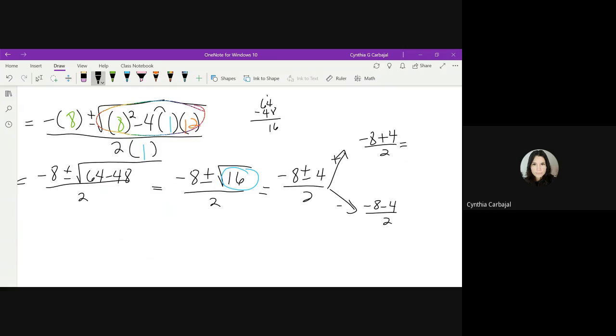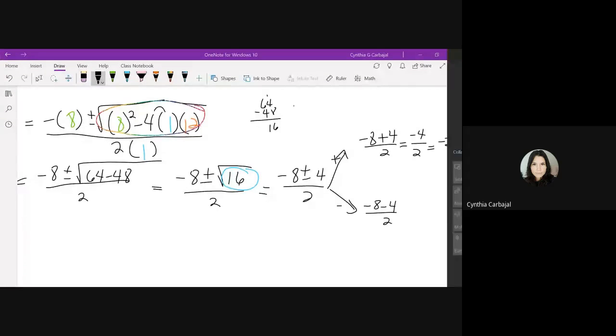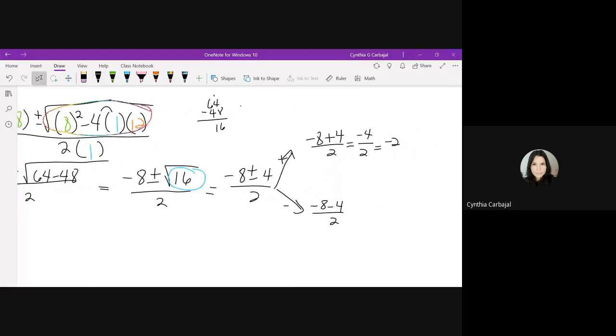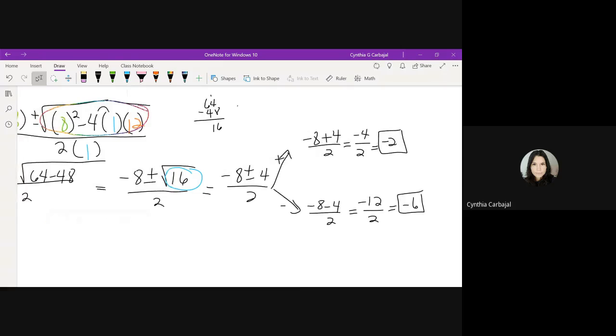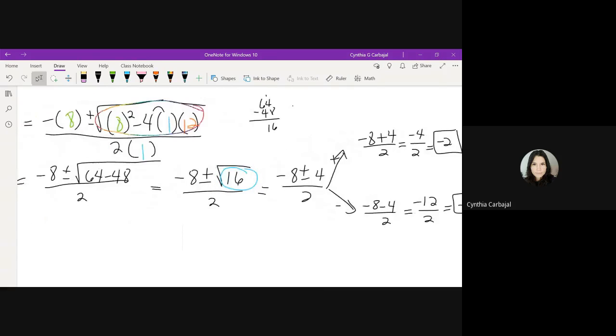So negative 8 plus 4, different signs, we subtract them and keep the sign of the larger one. So negative 4, and then divided by 2, it's going to be negative 2. So this is one of my roots, x equals negative 2. And then negative 8 minus 4, they're the same sign, so we add and keep the negative sign. Bring the divided by 2 in the bottom. And negative 12 divided by 2 is negative 6. So those are our 2 roots. And so in our answer choices, it'll say x equals negative 2 and x equals negative 6.